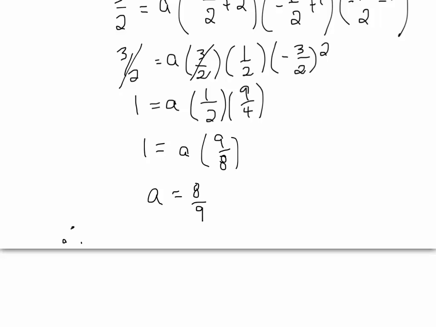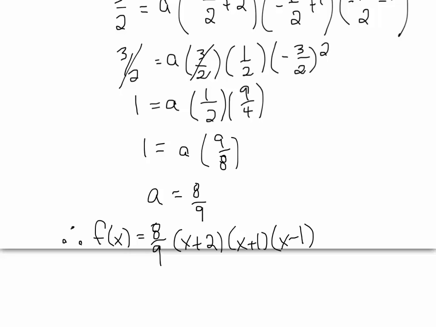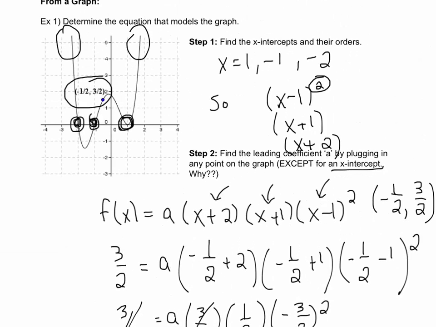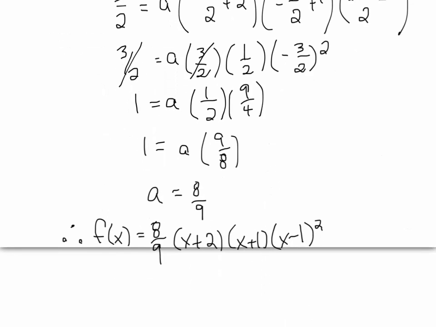That means that our equation for this curve is f of x is equal to 8/9 times (x plus 2), (x plus 1), and (x minus 1) all squared. Use the degree and the sign of the leading coefficient as a check. Looking at our graph, we should have an even degree function because our end behaviors indicate that, and we know it should be a positive leading coefficient because both ends are pointing up. If we check that here, our leading coefficient is positive, and our degree is 4.